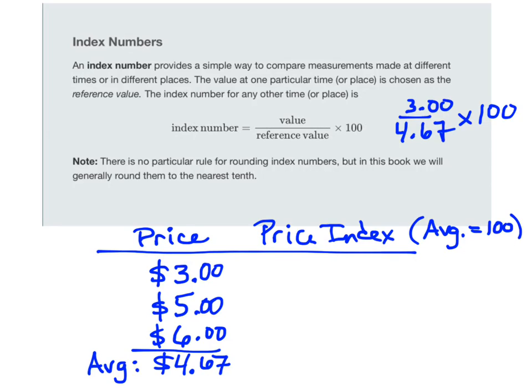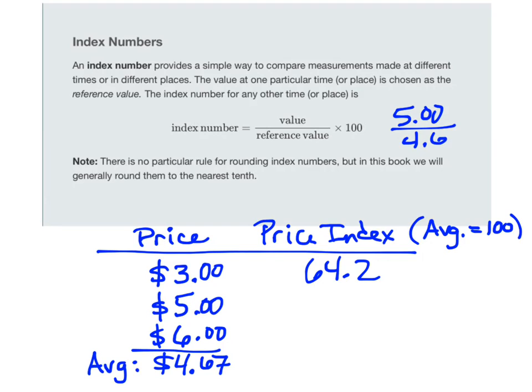If you do that first calculation, you'll end up with 64.2. And of course we drop the percent sign and just write that as an index number. Now for the next one, for $5, you'll notice that that price is a little bit above average, so you should be expecting to see an index number that's a little bit above 100. We compare $5 to $4.67, do the same thing, and multiply by 100, and that gives 107.1. Then let's do $6 as well, and that index number is 128.5.